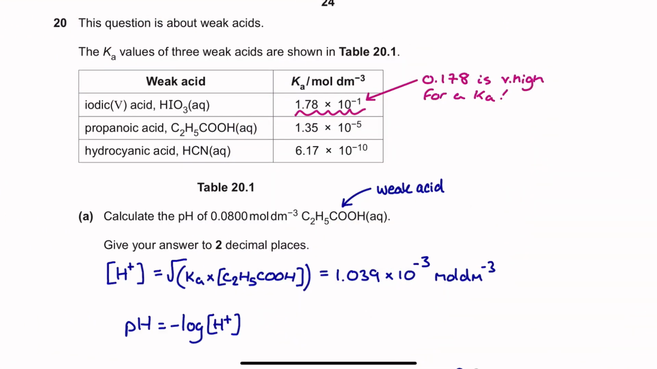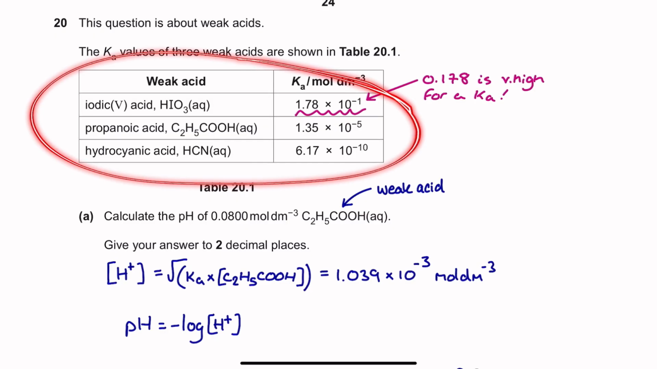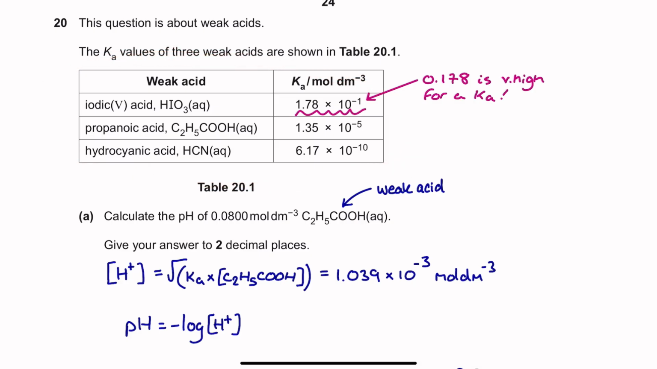Here we have an exam question which is from the OCR A specification. This was from paper 1 in 2019. And of course, as you can see on screen, this was question 20. At the start of this question, we're given this table just here, which contains 3 different weak acids.